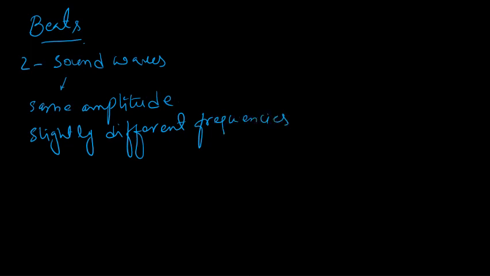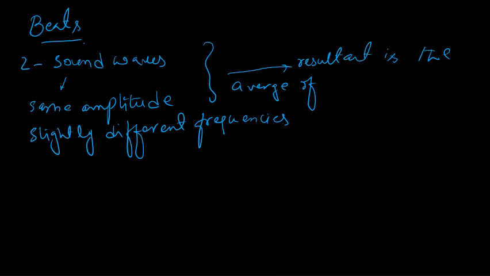When both the sources produce a sound simultaneously, the sound we hear has a frequency equal to the average of the two original frequencies. So the resultant frequency is the average of the two original frequencies.